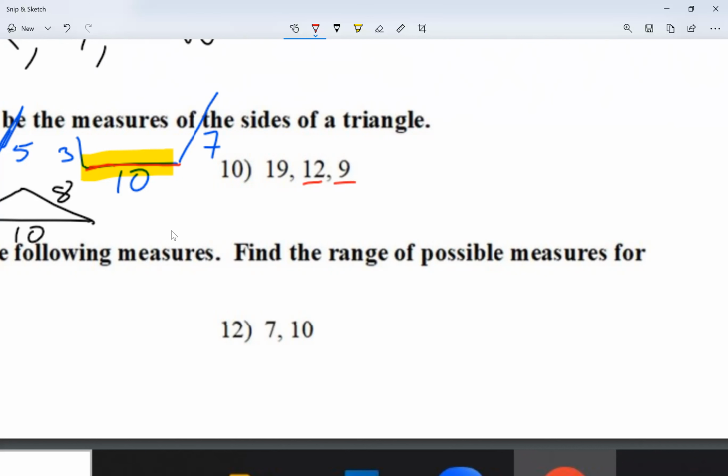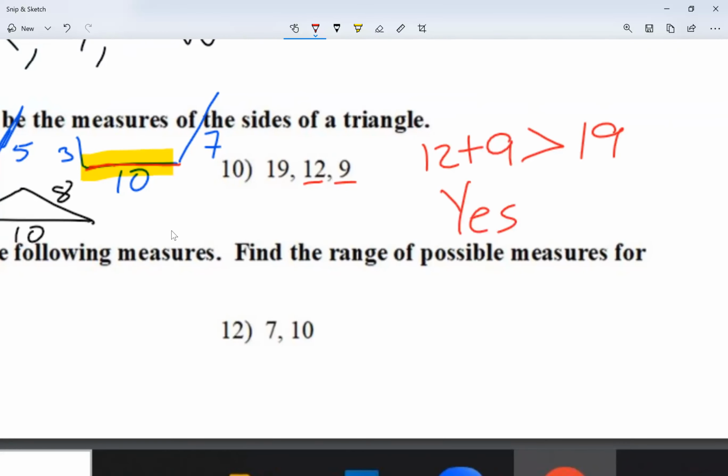So let me add the two small numbers, 12 plus 9. And I'm saying this is bigger than 19. Remember, it has to be bigger than the third side. Now, is 12 plus 9 more than 19? Yes, it is. So let me answer yes.